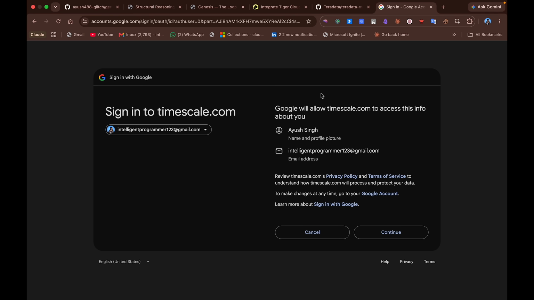And by the way, intelligentprogrammer123@gmail.com is a 6-year-old email ID. Amazing.